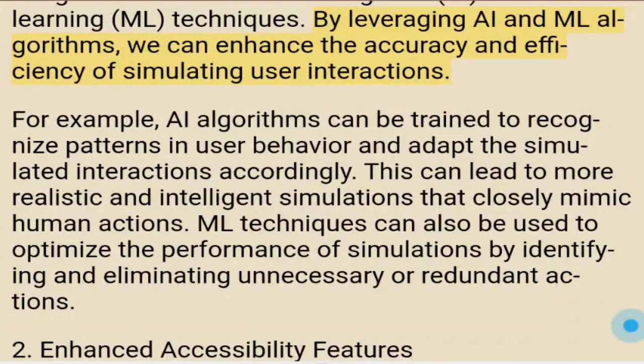By leveraging AI and ML algorithms, we can enhance the accuracy and efficiency of simulating user interactions. For example, AI algorithms can be trained to recognize patterns in user behavior and adapt the simulated interactions accordingly. This can lead to more realistic and intelligent simulations that closely mimic human actions. ML techniques can also be used to optimize the performance of simulations by identifying and eliminating unnecessary or redundant actions.